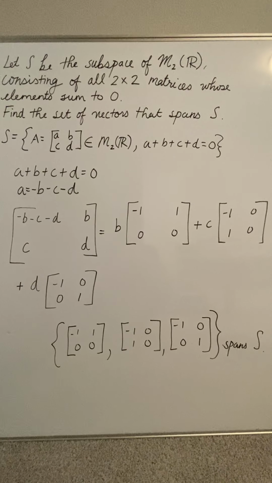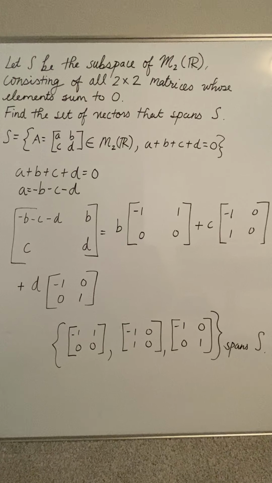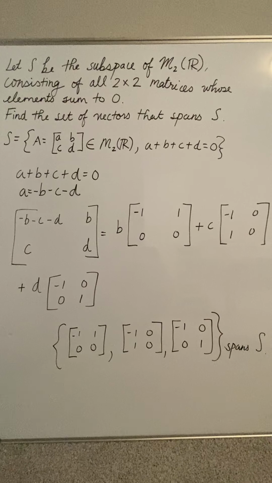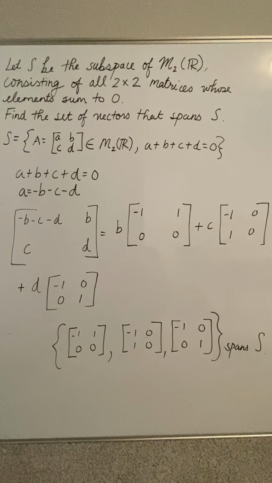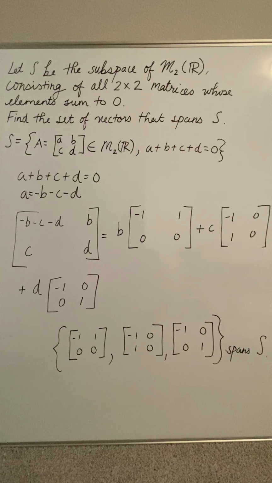And I did the same for C as well as D, where if you'll multiply it in, you'll see that there's a negative C component in A11, and then a positive C component in A21, and then a negative D component in A11, and a positive D component in A22.